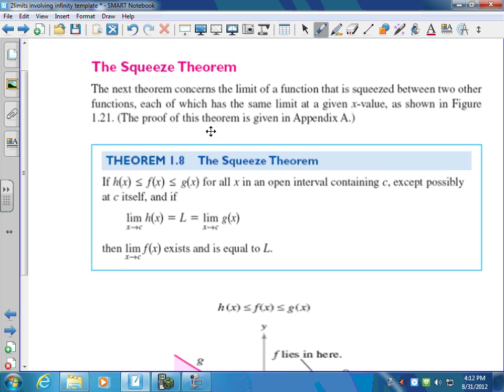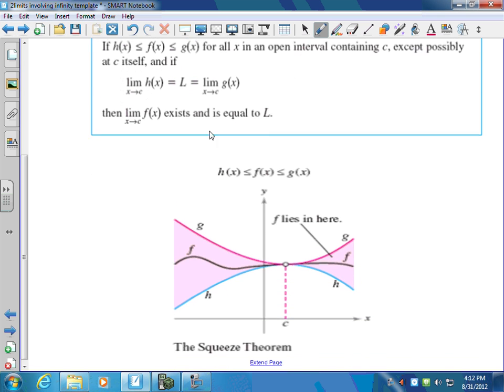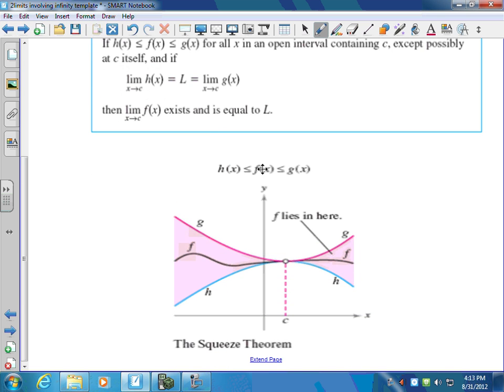But first the squeeze theorem, which in itself I think is important. It's good to know. It's telling us that if you have a function squeezed between two other functions, so f is between h and g, like in this graph, f is squeezed. Some books call this a sandwich theorem.